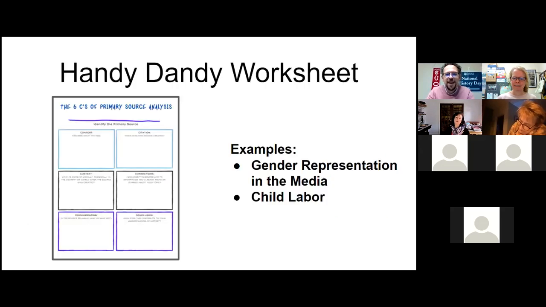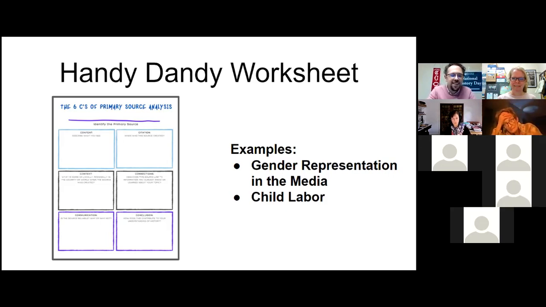The great thing is I have created a handy dandy worksheet called the 6 C's of Primary Source Analysis that can be found on the National History Day in Maine web page right now, and you can download it for free. I'll be sure to get a link out to my colleagues here in the Northeast, and anybody who's signed up will get a link as well if they want to use this in the classroom. It basically breaks it down and allows students to write in each designated box what they see for a primary source and identify it, and it will help them organize things. It's much like back in our day in college when we used index cards, right? So kind of like that.